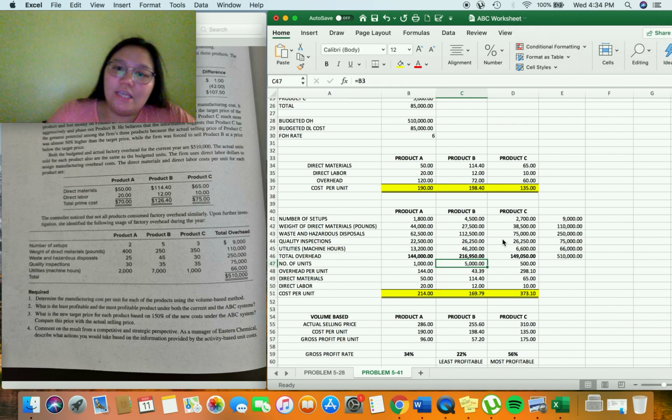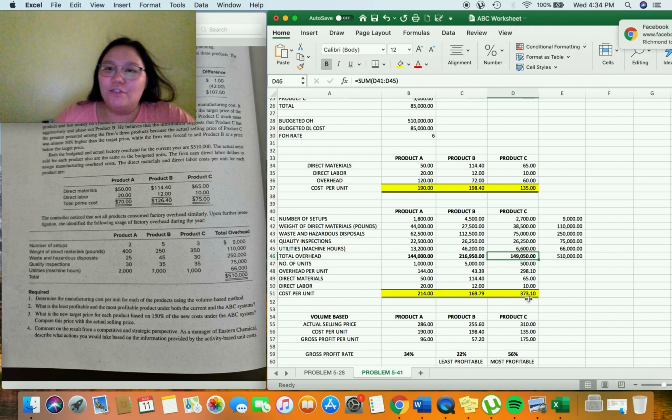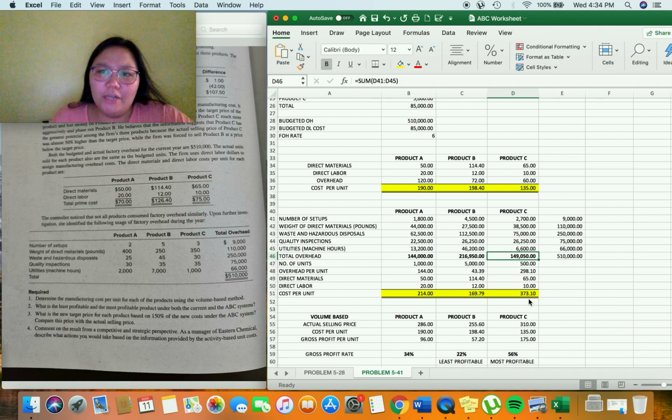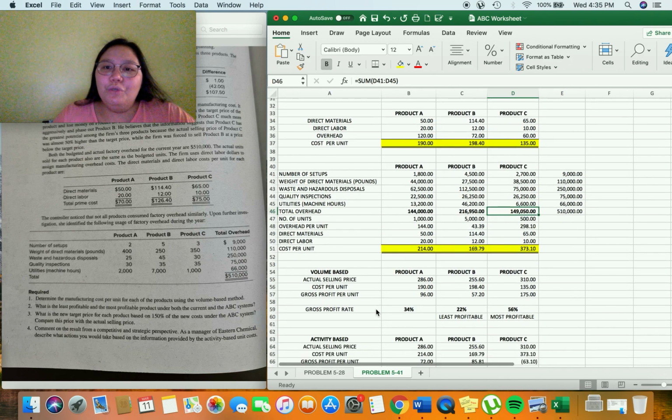Si C, 'di ba? Siya yung second to the highest allocated overhead. 149,050 siya, pero ang namamanufacture lang niya is only 500. So it means that the production process for product C is more complex than that of A and B, and therefore mas dapat na mas malaki yung overhead cost na naka-allocate sa kanya. Okay? So, yun po yung sinasabi natin.